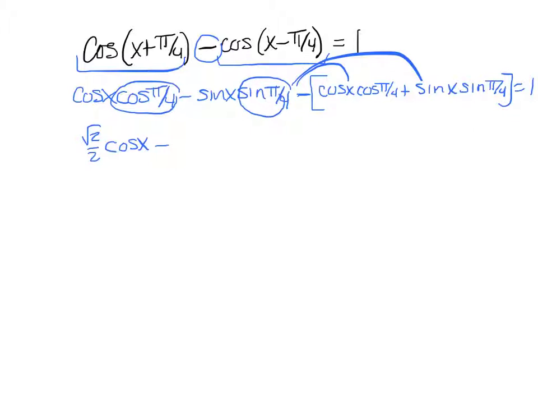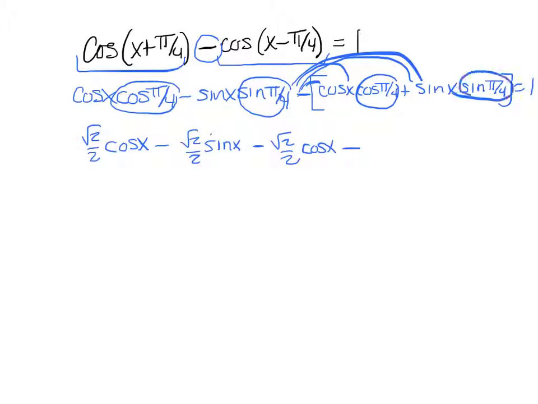Sine of pi over 4 is root 2 over 2. I'm putting the number in front if that's okay with you guys. And then this minus sign goes here, so I have minus, and then the cosine of pi over 4 is root 2 over 2. And again, the minus goes here, so it'll be a minus. And then sine of pi over 4 is root 2 over 2. And then sine of x equals 1.